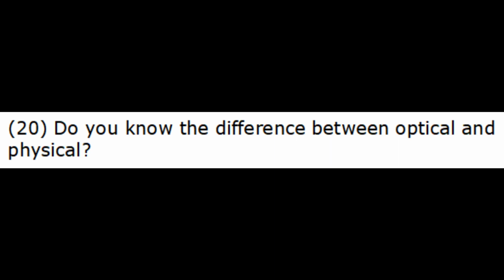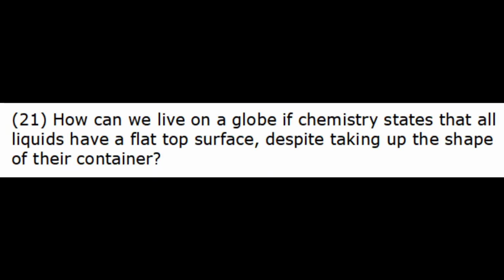Now, what has been explained to him many times is that the horizon is caused by the physical obstruction of the Earth, and the optical effect of refraction slightly shifts the location that we see it, generally upwards. Question 21. How can we live on a globe if chemistry states that all liquids have a flat top surface despite taking up the shape of their container?